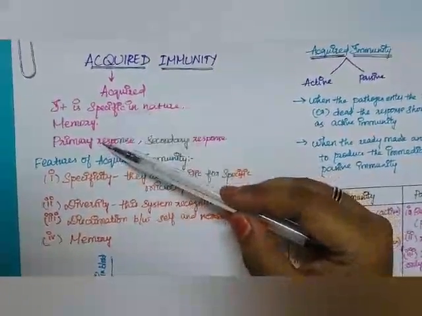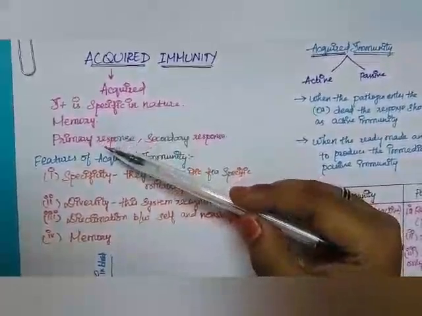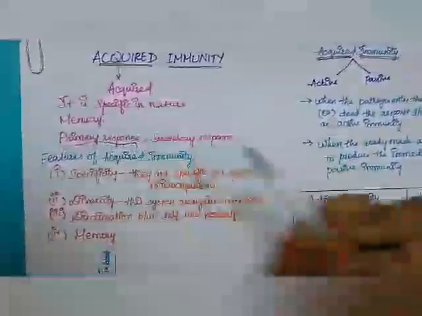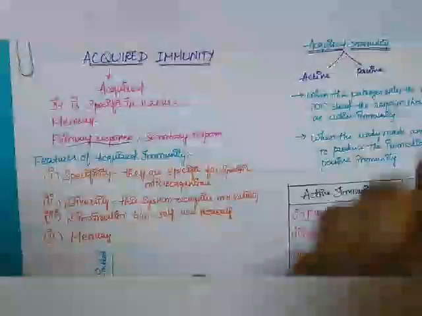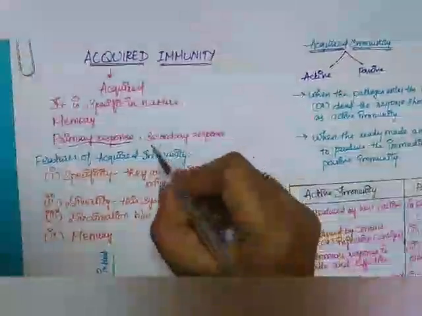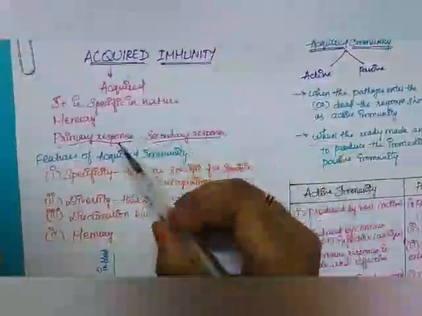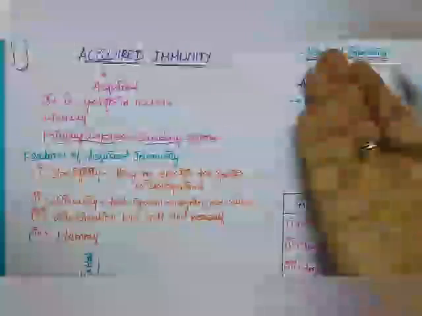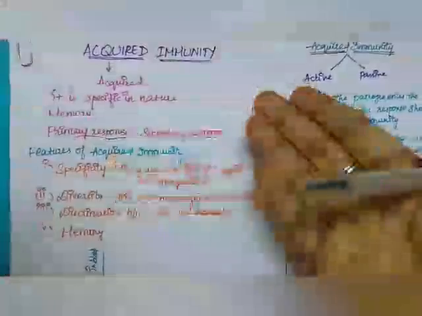So when our body encounters the pathogen for the first time, it produces the primary response. And when the same pathogen enters our body again, the body produces the secondary response. The primary response takes a very long time to respond to that type of pathogen because it is the first time our body has encountered that type of pathogen and that type of antigen.